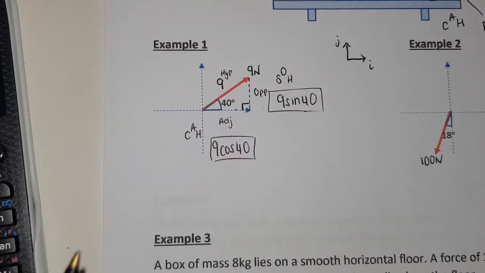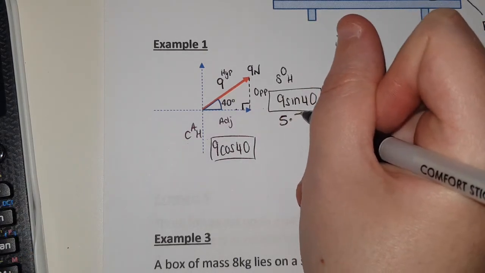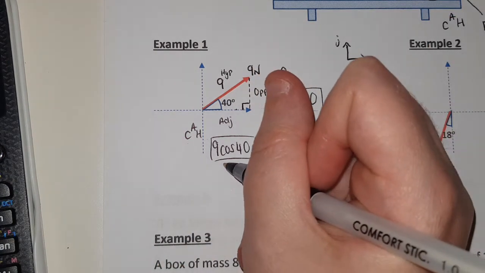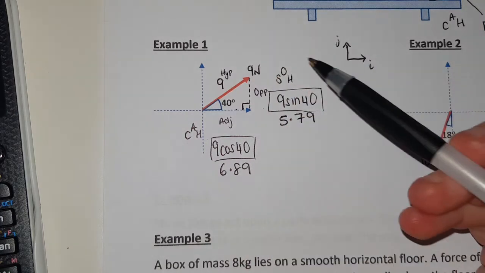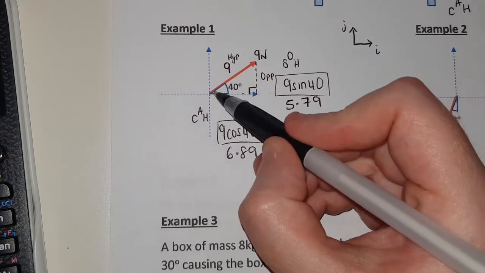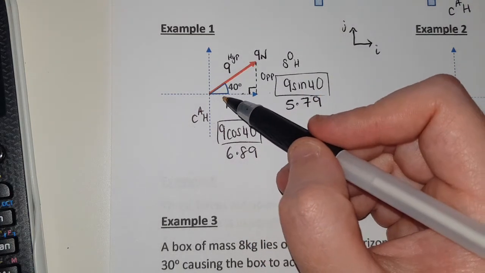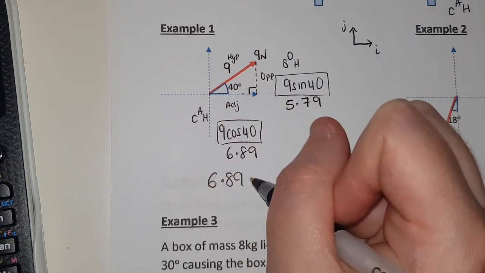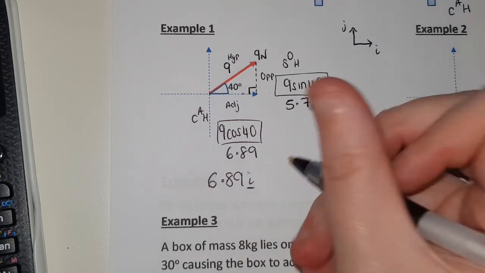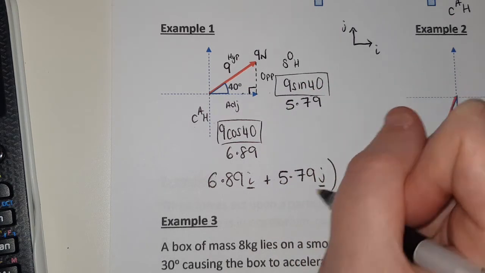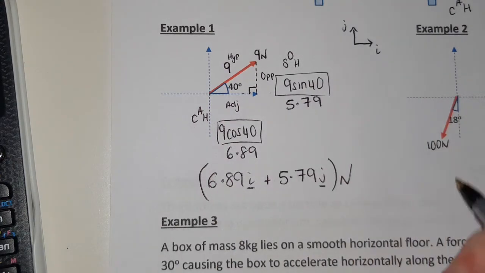So 9 sine 40 is going to give us 5.79, and 9 cos 40 is going to be 6.89. Just really quickly, remember we are working in degrees, so make sure you calculate it in degrees. So to give this force in vector notation, the i component is 6.89, so you've got 6.89i, remember it is a vector, so underline your i, plus 5.79j, and it's a force, so it's all in newtons.